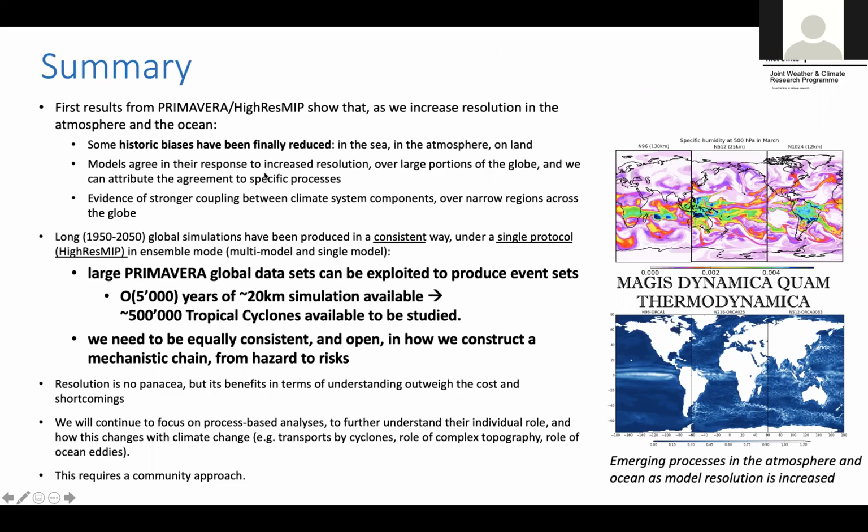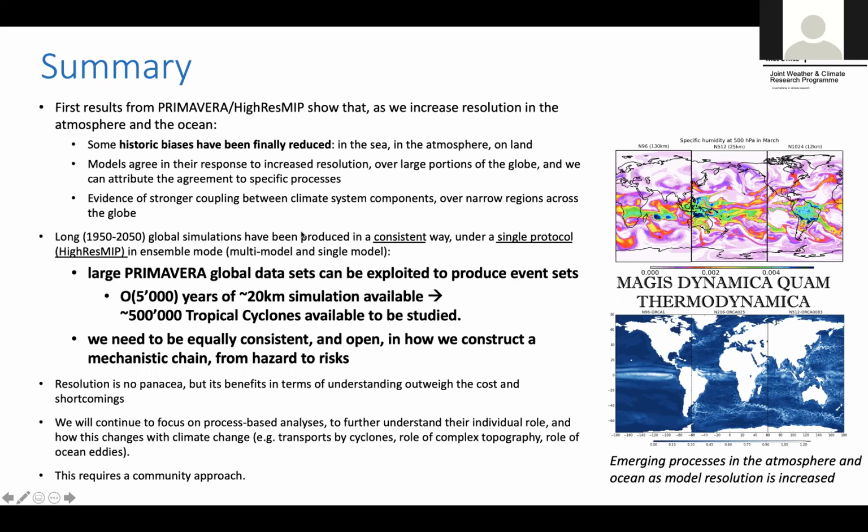The models agree in the response to increased resolution over very large portions of the globe. So regionally, there are very consistent signals that all the models produce. And we can attribute the agreement to specific processes like the interactions with boundary currents or the interaction with mountains. There is evidence of stronger coupling between the climate system components over narrow regions across the globe. I showed you the land-atmosphere coupling becoming narrower and shifted spatially, particularly over Africa.